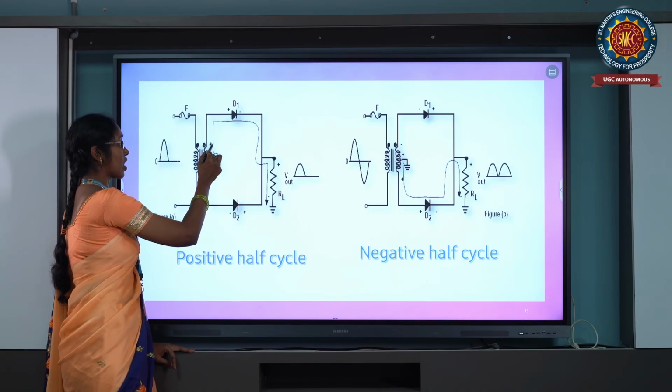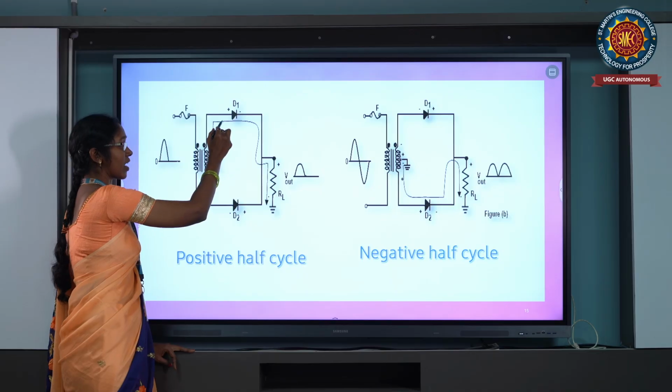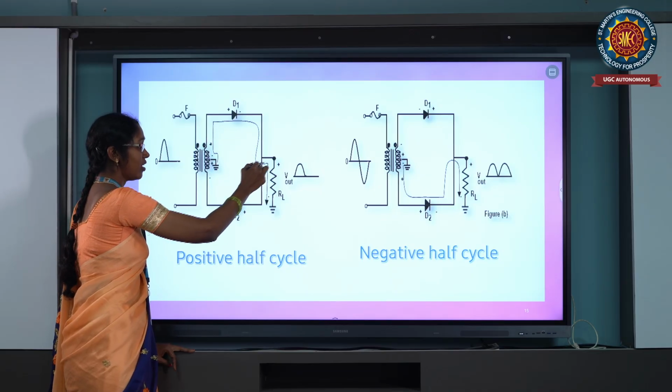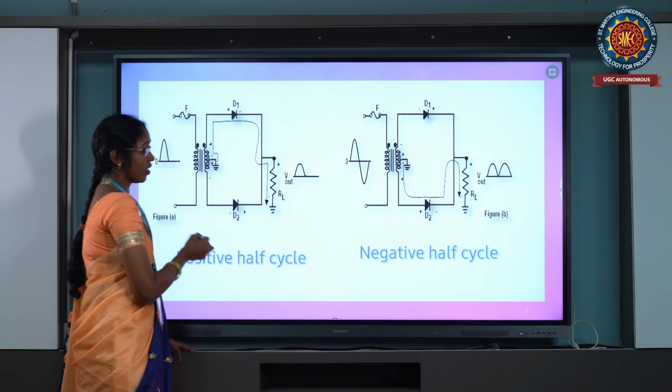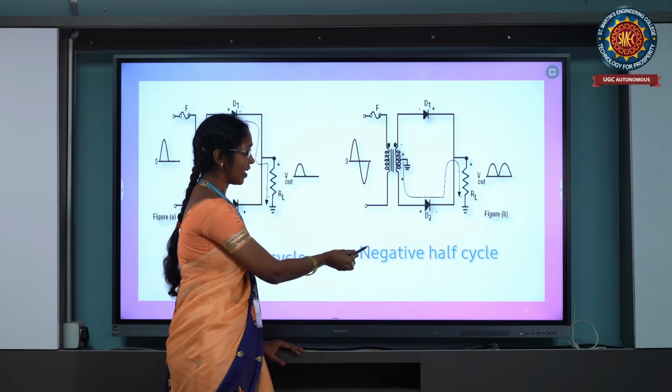So the current flow starts from the upper half of the secondary winding and D1 and through the load resistor in upper to lower direction.